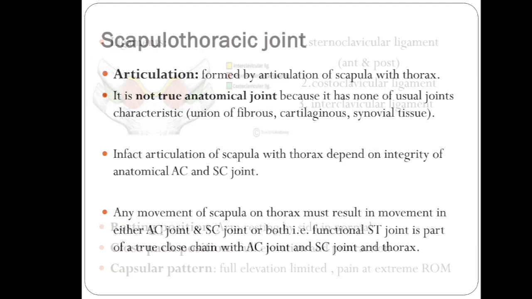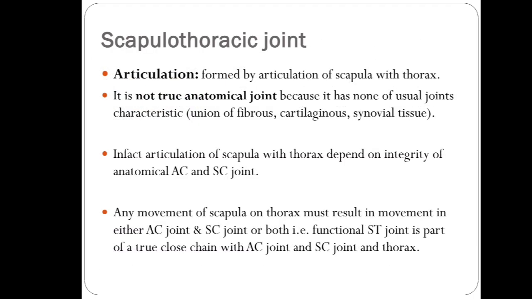The scapulothoracic joint is formed by the articulation of the scapula with the thorax, which is not a true anatomical joint because it has none of the usual joint characteristics. In fact, the articulation of the scapula with the thorax depends on the integrity of the anatomical AC joint and SC joint, and any scapular movement on the thorax results in movement in either the AC or SC joint or both. That is, the functional scapulothoracic joint is part of a true closed chain with the AC joint and SC joint in the thorax.